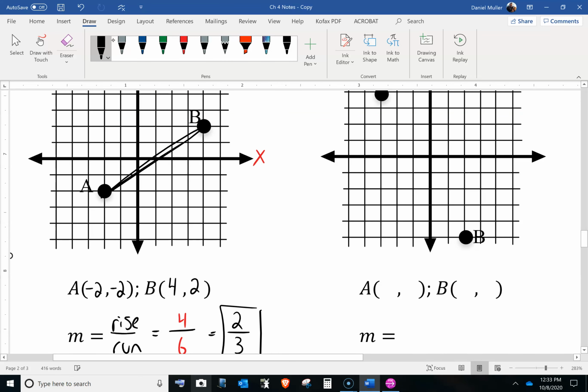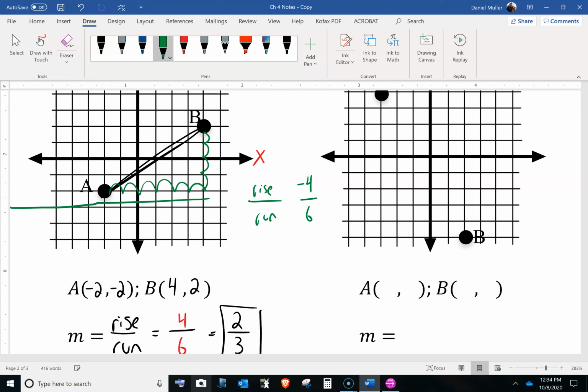Now, what happens if you chose B to start? Will that get you a different slope? So let's start with B. We should do our rise first, sorry. So 1, 2, 3, 4. So our rise here is 4, but it's heading down, so it's a -4. And then 1, 2, 3, 4, 5, 6. So that's 6. Now we had to move left, so that will be a -6.